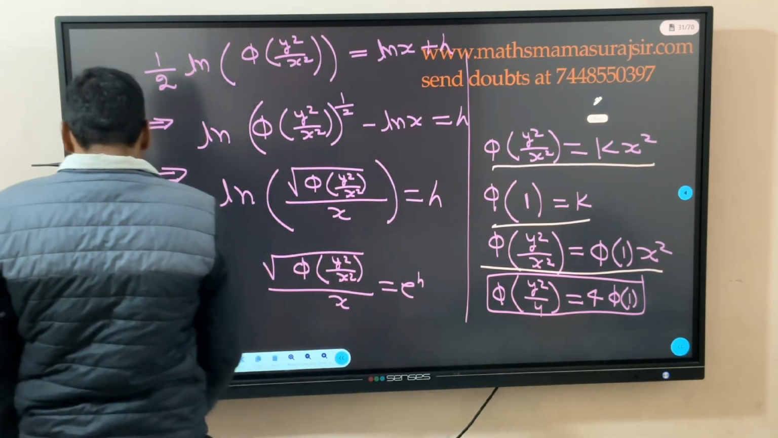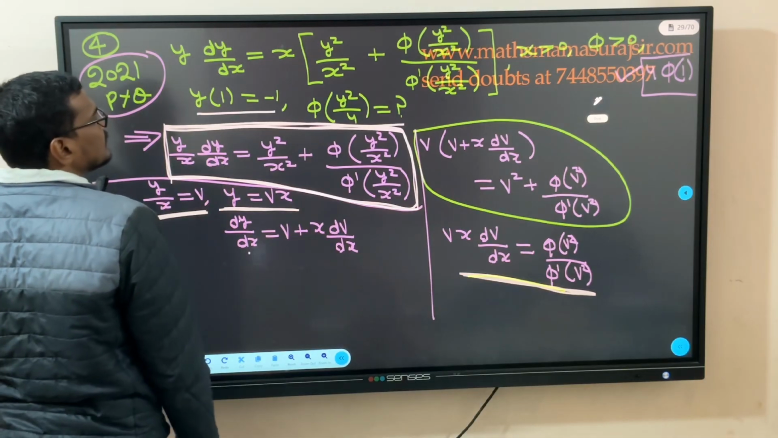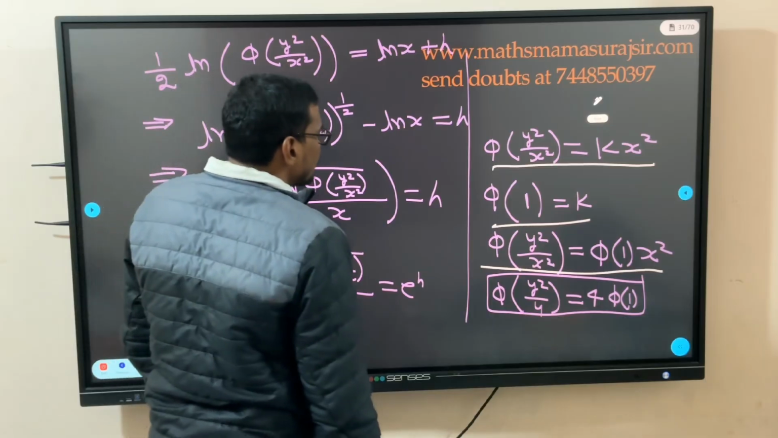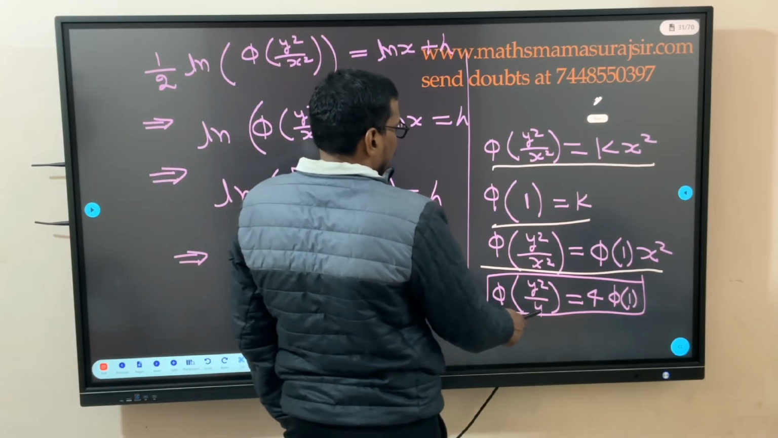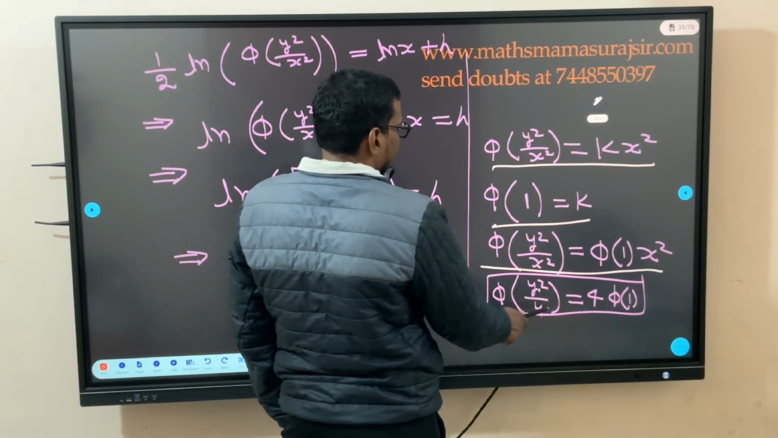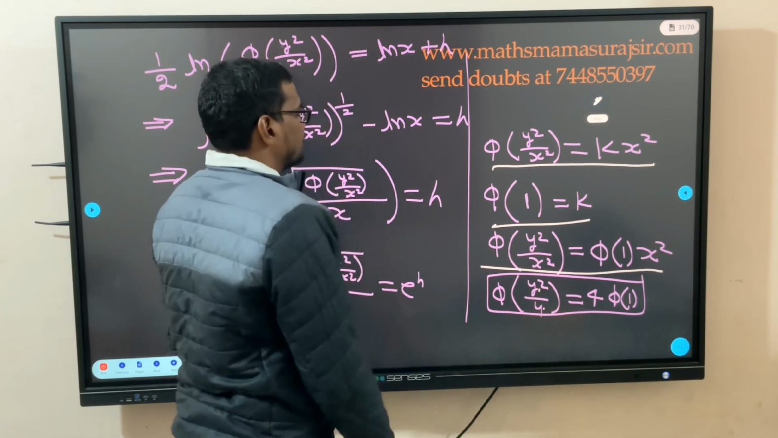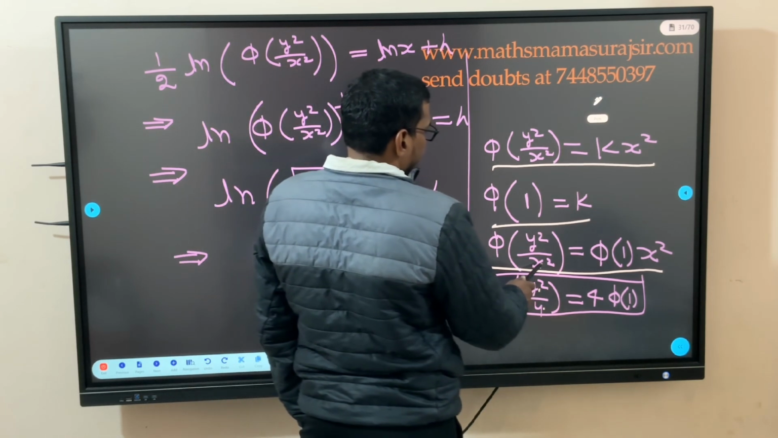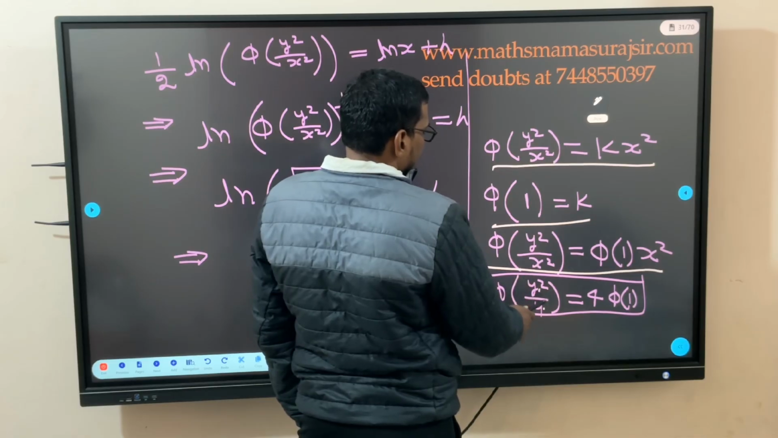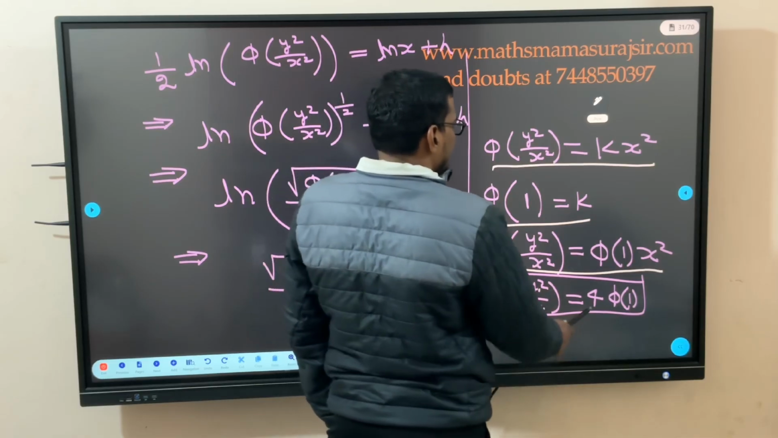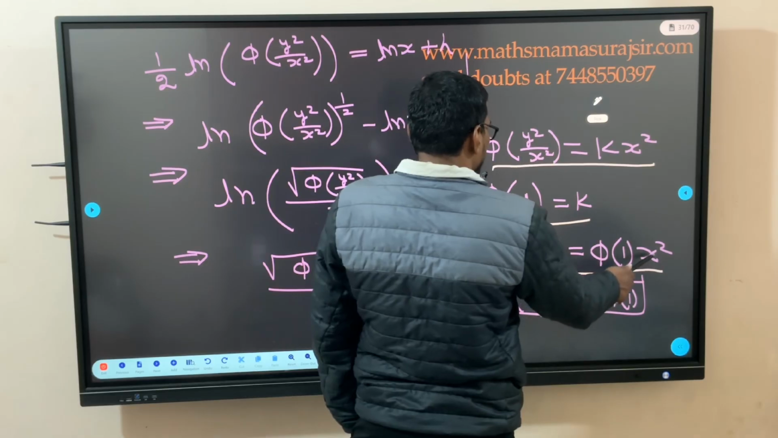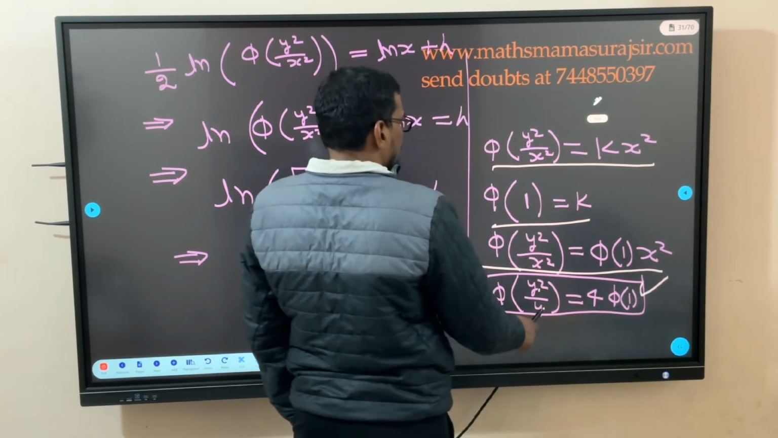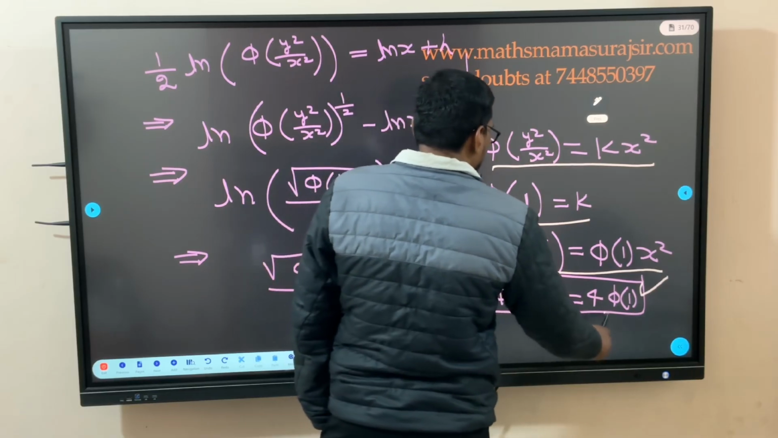They are asking now, what they are asking? Phi of y square by 4. They are asking phi of y square by 4. So if they are asking y square by 4, then see, that is x equal to 2. So if you put x equal to 2 here, y square by 4 we will get, and here we have x equal to 2, so 4 into phi of 1. So phi of 4 is 4 into phi of 1. That's the answer.